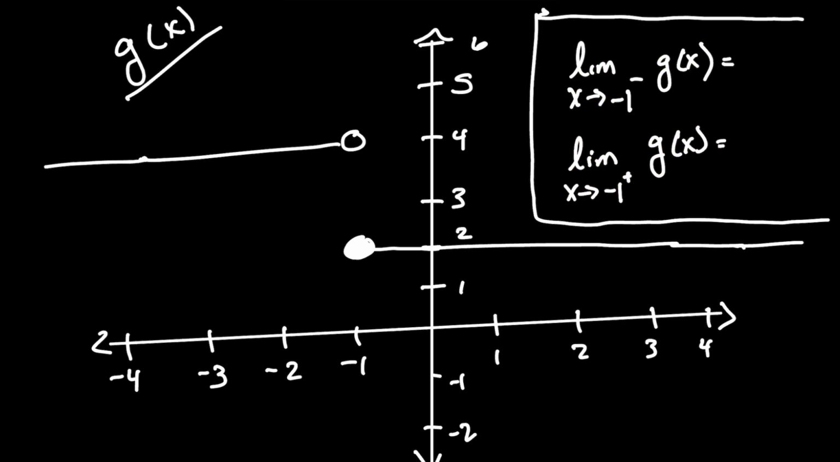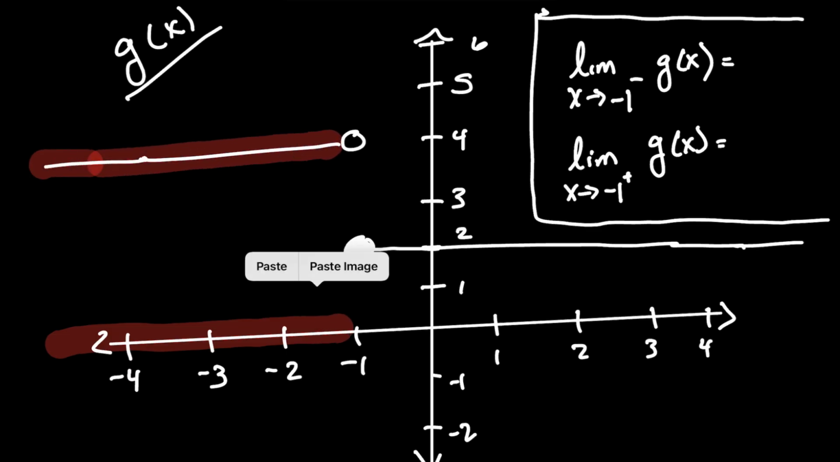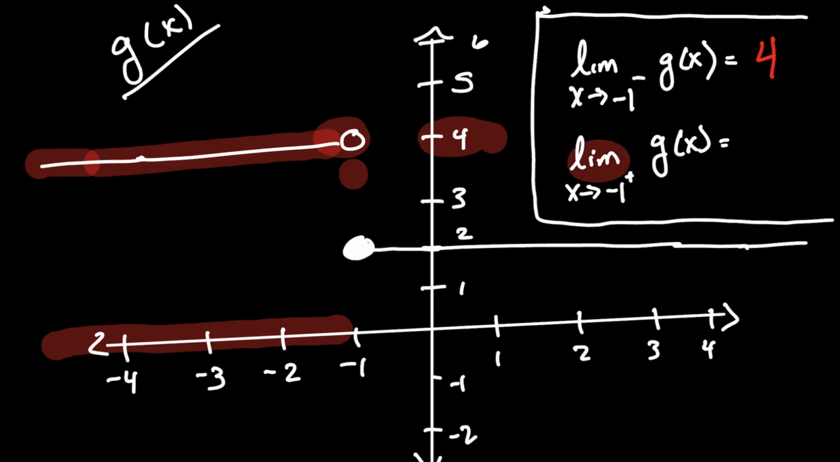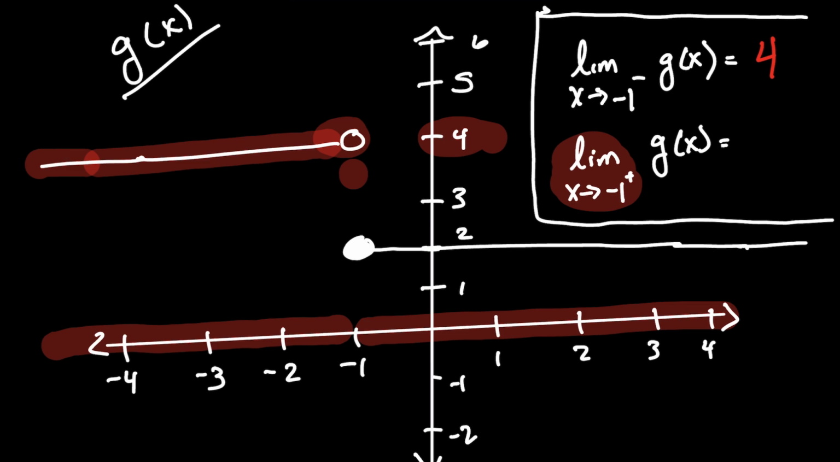If we take a look at the first one, it's asking us to go to -1 from the left-hand side. So we're only going to come in from the left side and see where we get really close to -1. We get really close to 4. As we do it from the other side, looking only from the right side, given the plus sign above the -1, we're approaching -1 from the right-hand side, and it ends up getting really close to 2.